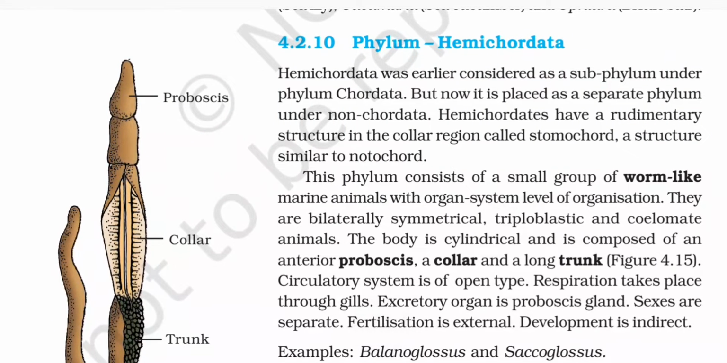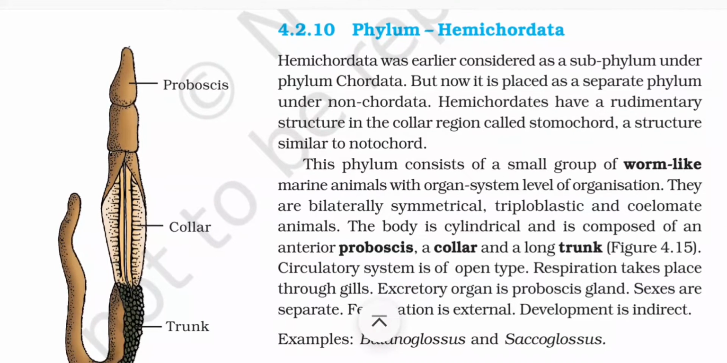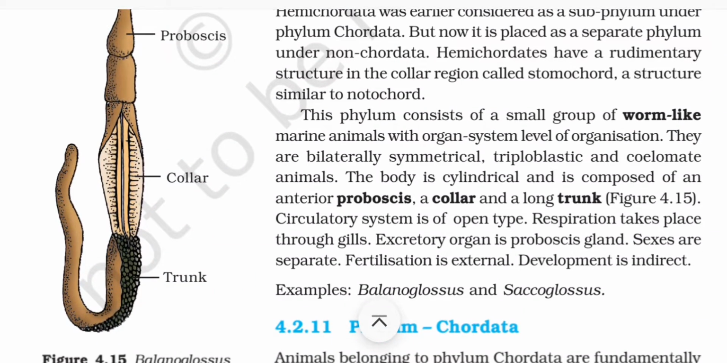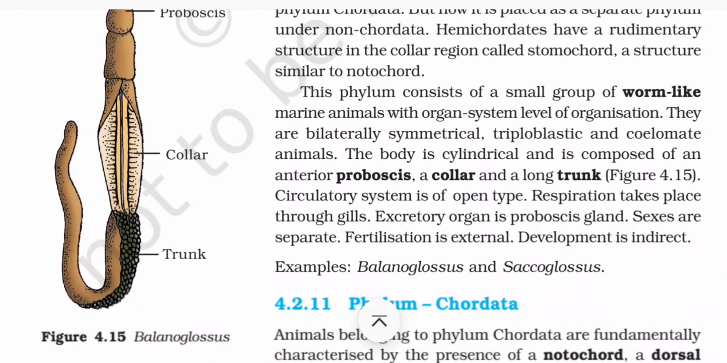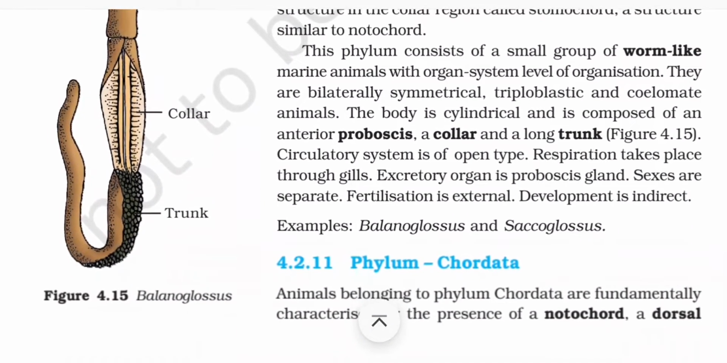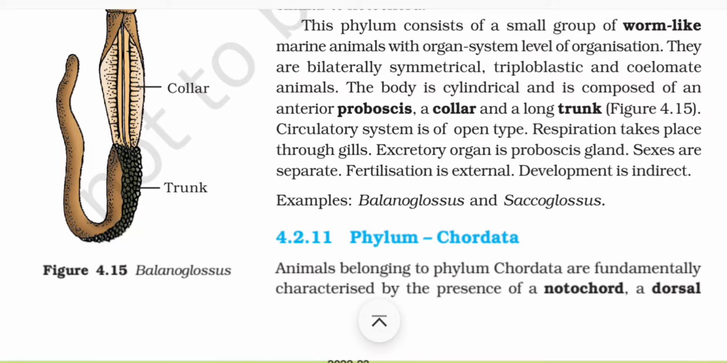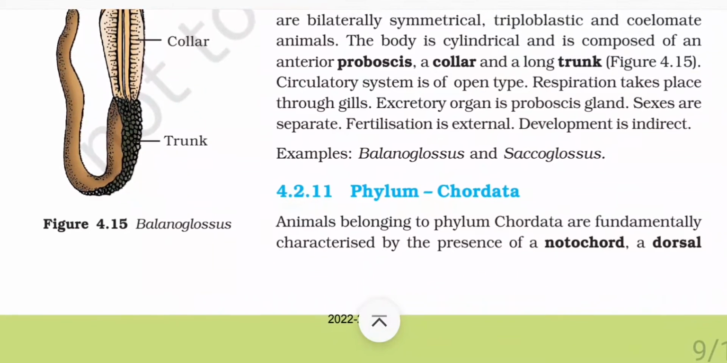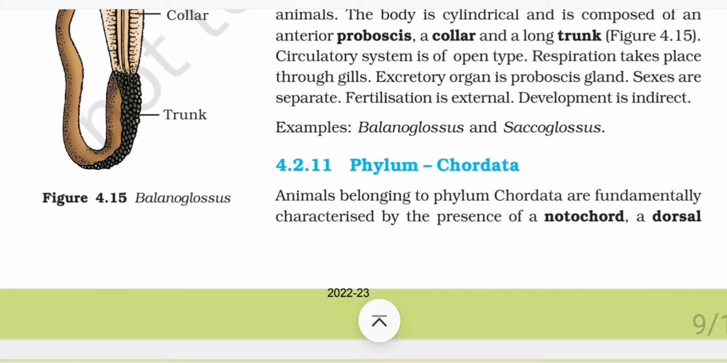4.2.10 Phylum Hemichordata. Hemichordata was earlier considered a subphylum under phylum Chordata, but now it is placed as a separate phylum under non-Chordata. Hemichordates have a rudimentary structure in the collar region called stomochord, a structure similar to notochord. This phylum consists of a small group of worm-like marine animals with organ system level of organization. They are bilaterally symmetrical, triploblastic, and coelomate animals. The body is cylindrical and is composed of anterior proboscis, a collar, and a long trunk.